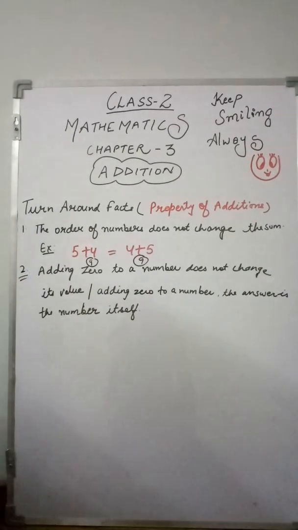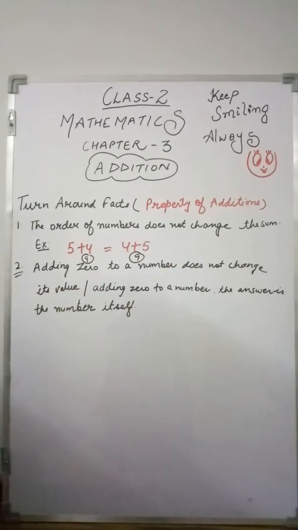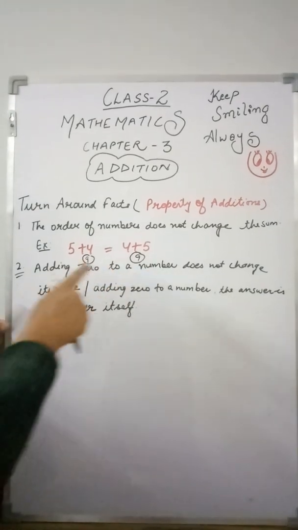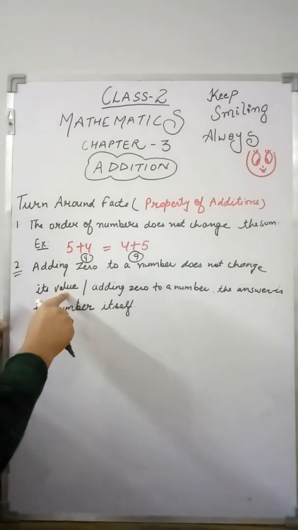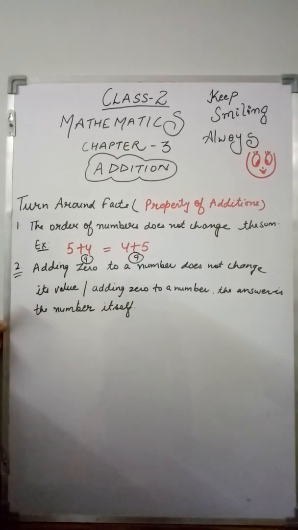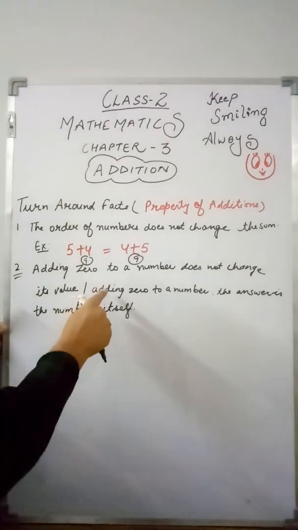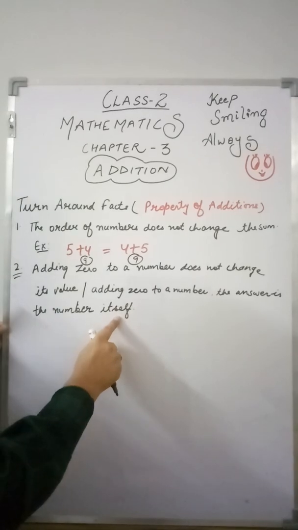Come to the second. Adding 0 to a number does not change its value. Let me explain you again. Suppose you are adding 0 to any number, it does not change its value. It means the value of that number does not change, or we can say in other language, adding 0 to a number, the answer is the number itself.